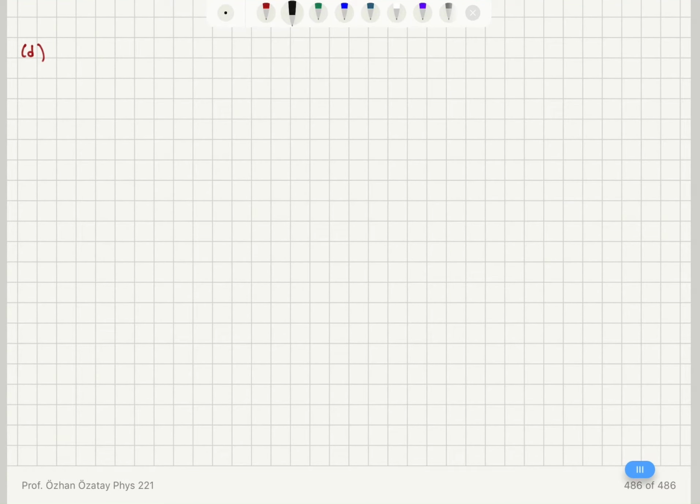Okay, so Stirling's approximation. Remember Stirling's approximation: the natural logarithm of n factorial is n natural logarithm of n minus n. This is the Stirling approximation. We have shown this in a mathematical note.